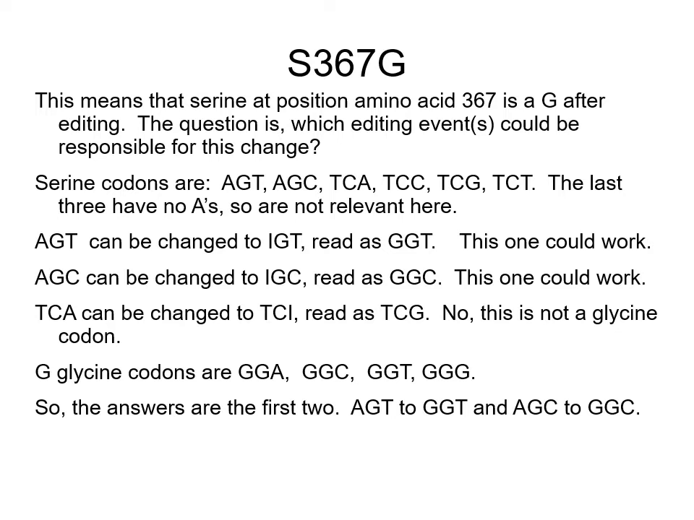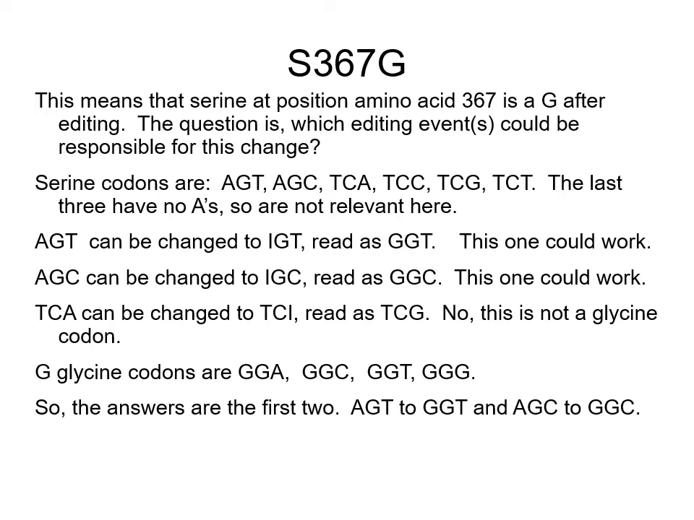So we know that that's not the event, because we're always going to be editing A's for this. So that leaves us with 3 serine codons, which are the possible first codon. So now we have to look at these and see how they could be edited such to produce a glycine. So we do them one at a time.